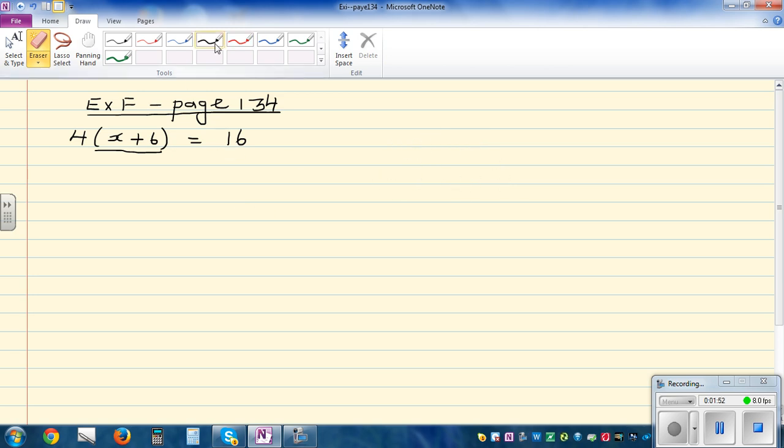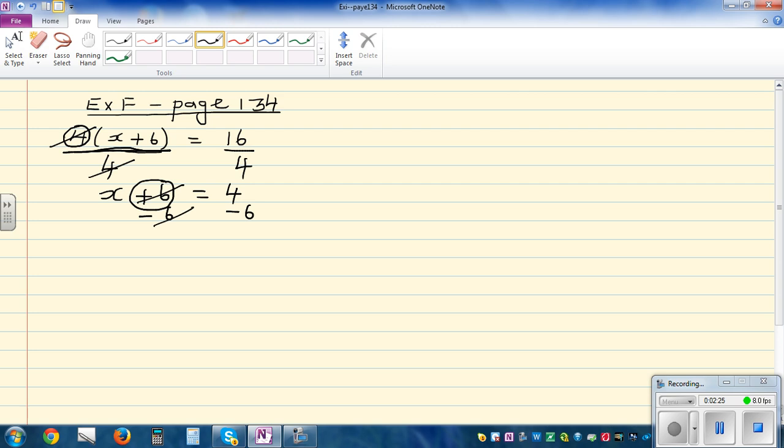So what I'm going to do is divide this side by 4 because I want to cancel this 4 first. If you divide this side by 4, you have to divide this side by 4. So this 4 and this 4 get cancelled. So what have we got? x plus 6 is equal to 4. Now I want to cancel this plus 6. The opposite of plus 6 is minus 6. So if you take away 6 from this side, this and this get cancelled.